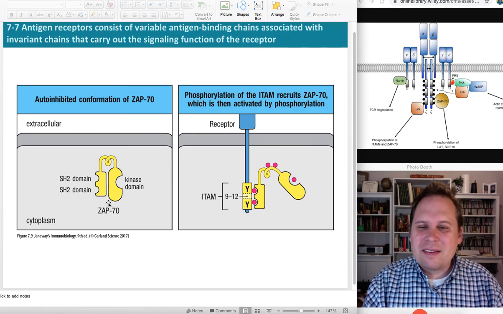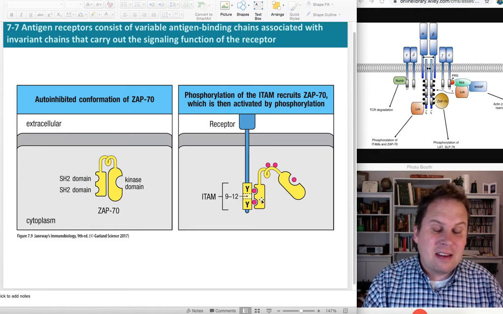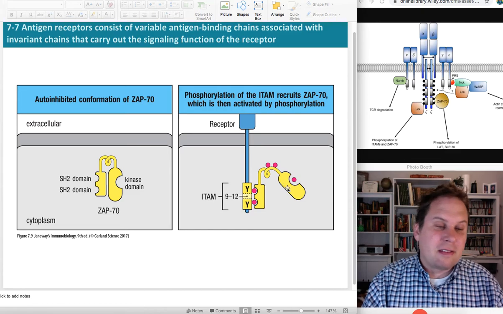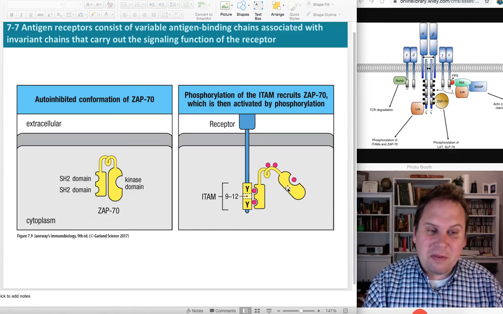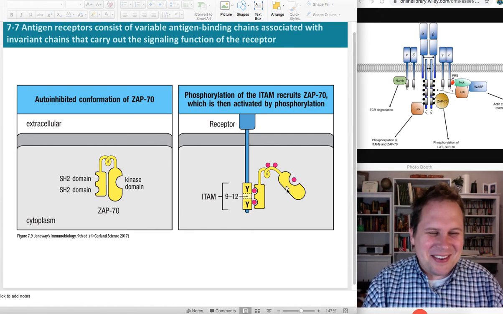So we start out with ZAP70 here, inactive, and it's going to get activated by binding to tyrosines that are phosphorylated. Now, ZAP70 didn't necessarily phosphorylate these tyrosines. Something else did. So we'll solve that mystery in about 3 slides or so.